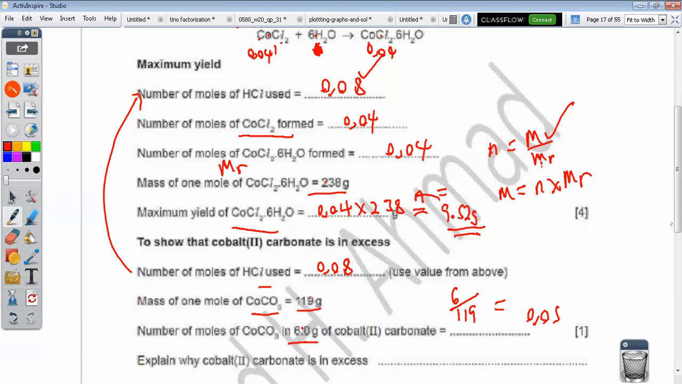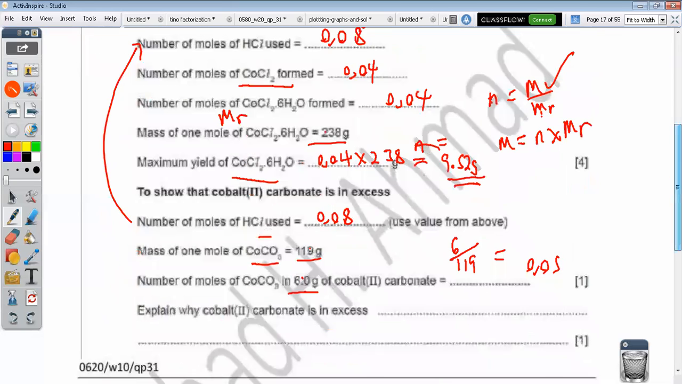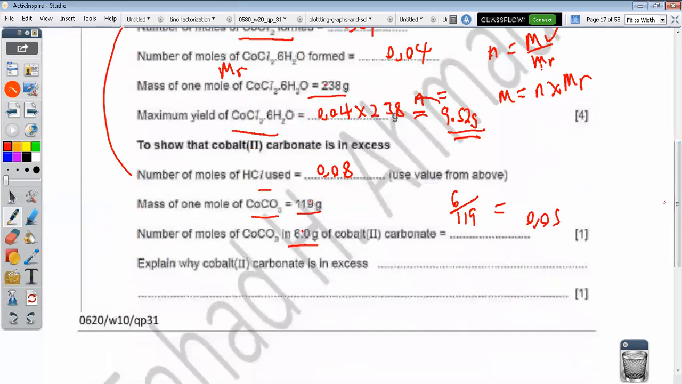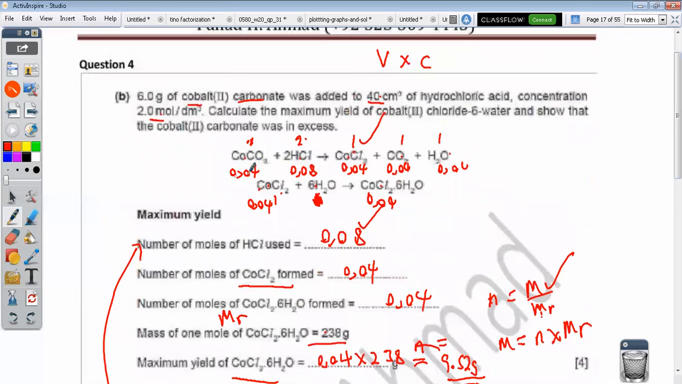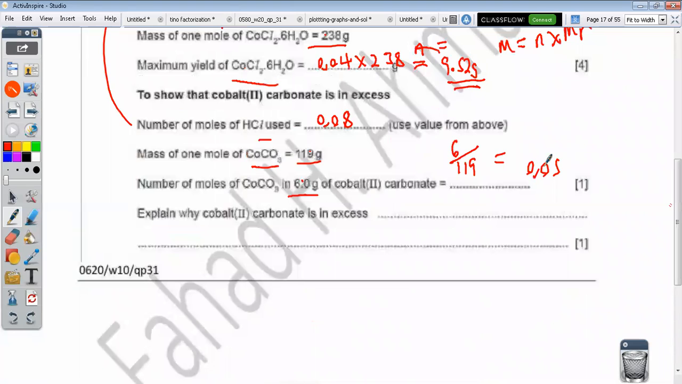Now let's go back here. Cobalt, we are talking of cobalt here. The question said we used 0.08 moles of the acid. We should be only using 0.04 of the cobalt. But from the actual question here, we are using 0.05, which is greater. So this is greater by 0.01. It's in excess.